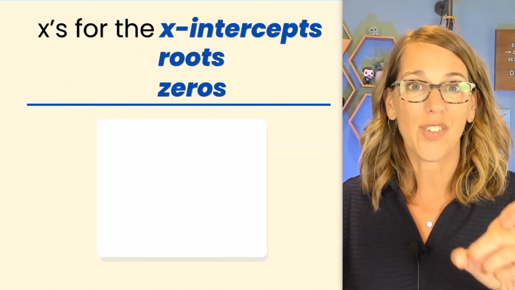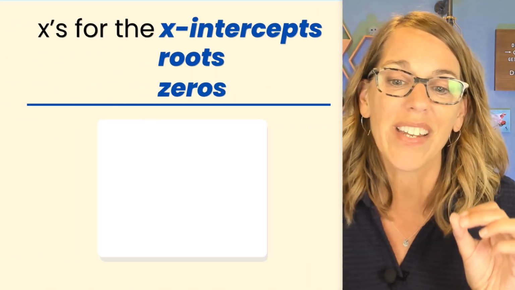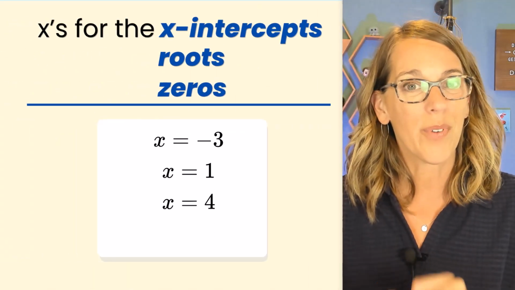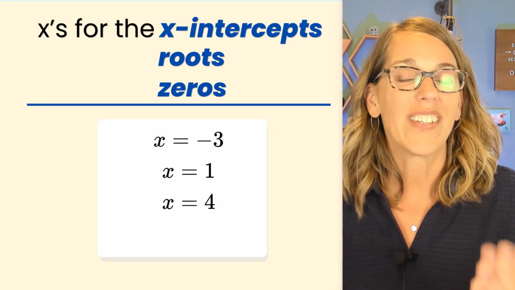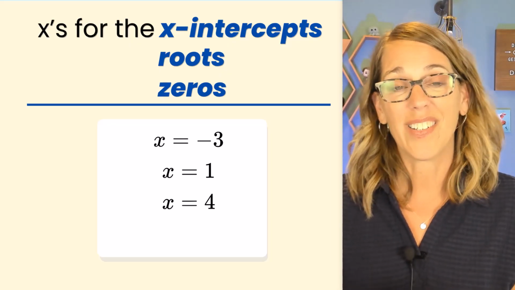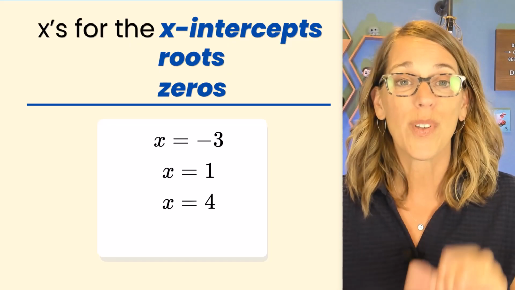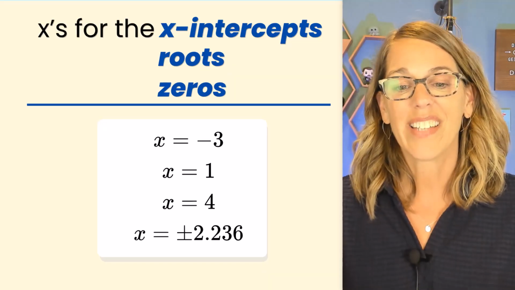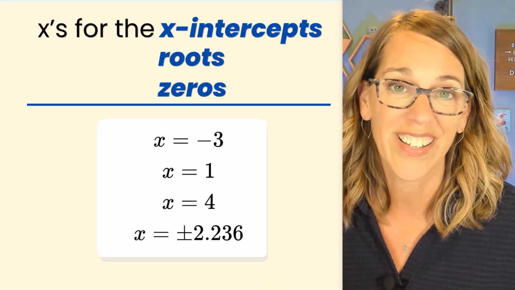With the first method using trace, we were able to confirm that negative 3, 1, and 4 were x-intercepts. And then by using the second method, calc followed by 0, we were able to find the two remaining x-intercepts, plus and minus 2.236. Now your calculator does this and so much more. I've got another video for you here.